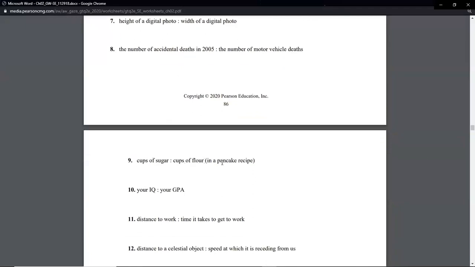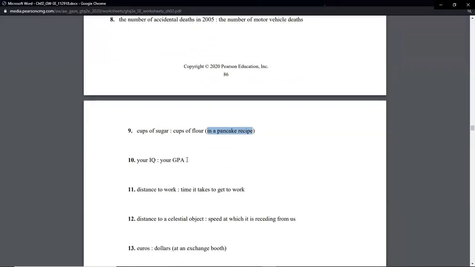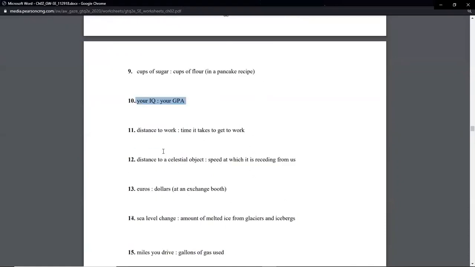Cups of sugar to cups of flour in a pancake recipe. So in Grandma's wonderful pancake recipe, when she's just making pancakes for you, they turn out the same way as if she's making pancakes for the whole family Christmas morning, and she's got to make 50 of them. So think about it that way. They've got to turn out the same. Your IQ versus your GPA. I have one word that I'll say that spoils this one: laziness.